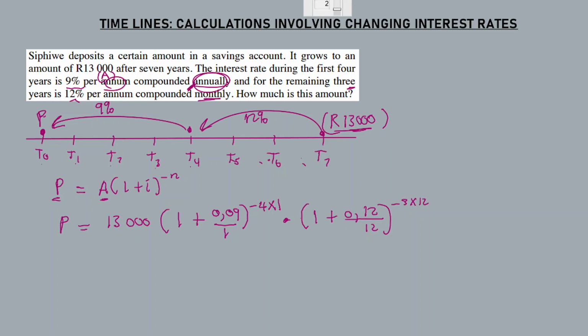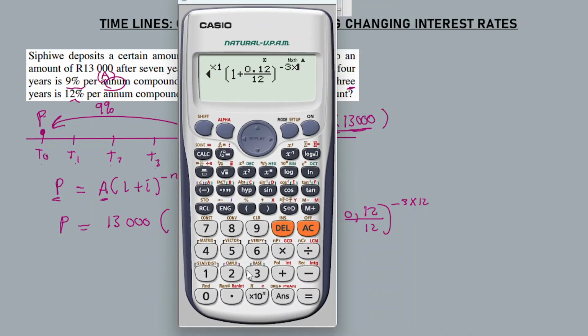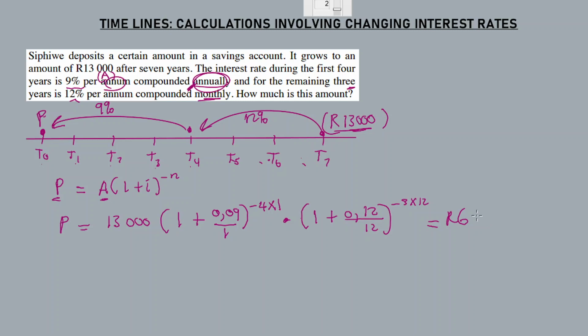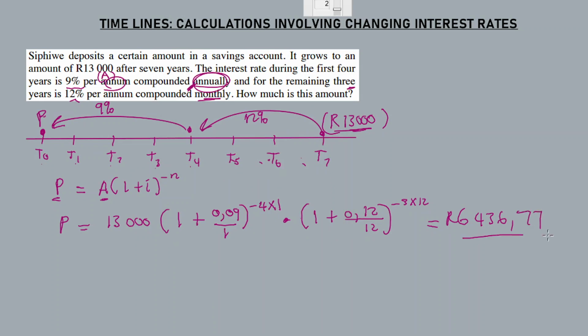So we say 13,000 times 1 plus 0.09 close bracket raised to the exponent minus 4, times 1 plus 0.12 divided by 12 raised to the exponent minus 3 times 12. Maybe you ask why we divide by 1: here in the calculator you divide by 1, you are not multiplying or dividing anything. And our answer is 6436.7777.